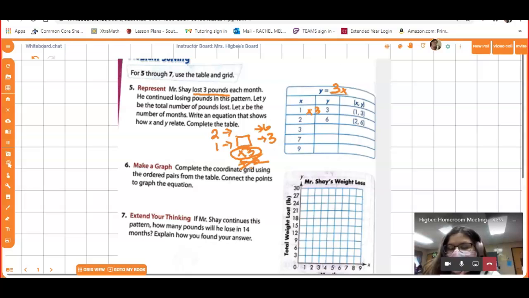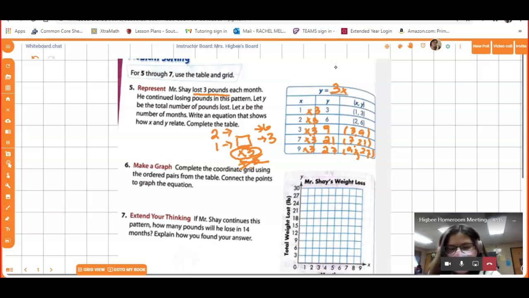So we said 1 times 3 is 3, and 2 times 3 is 6. So now we just have to fill in. Everybody, what's 3 times 3? 9, good. What's 7 times 3? 21. And what's 9 times 3? Say it louder. I didn't hear you. 27. Okay, so then here's my points: 7 and 21, and then 9 and 27.